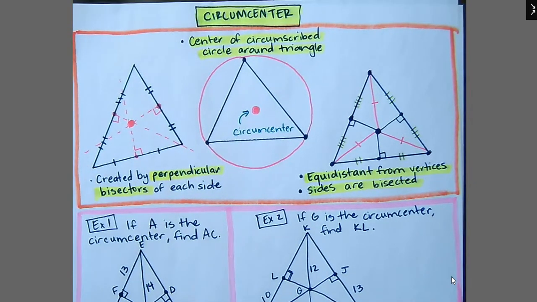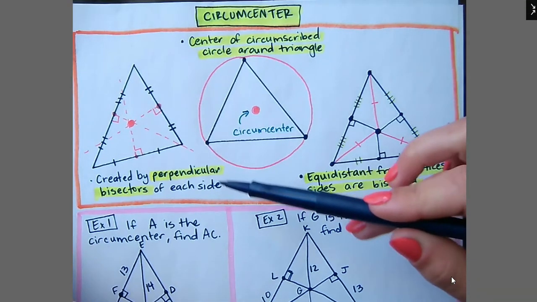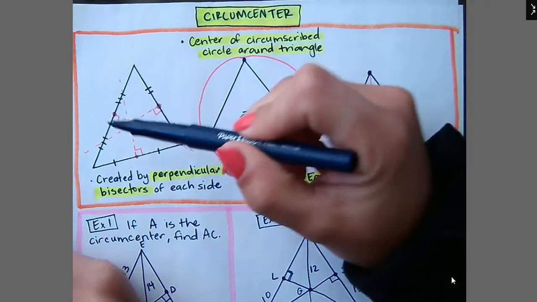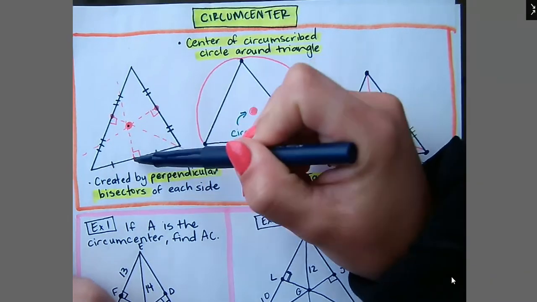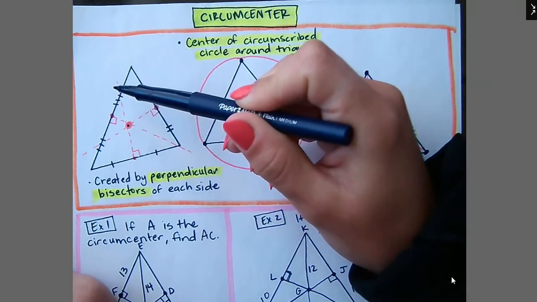Alright, what you're going to be learning today is what a circumcenter of a triangle is. The first thing is that the circumcenter is created by the perpendicular bisectors of each side. So this is your circumcenter here. And you can see that each side is being bisected by these lines.